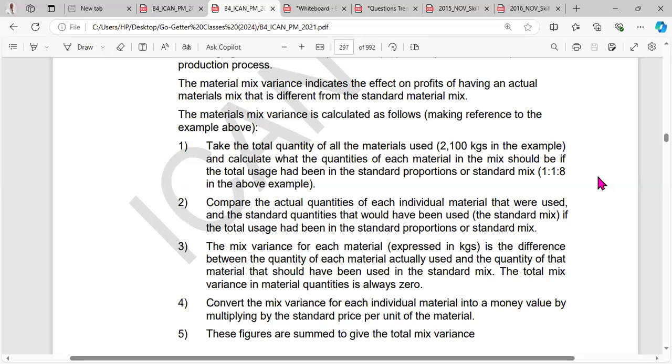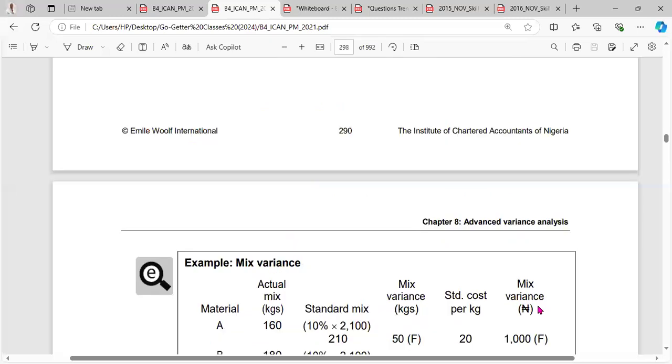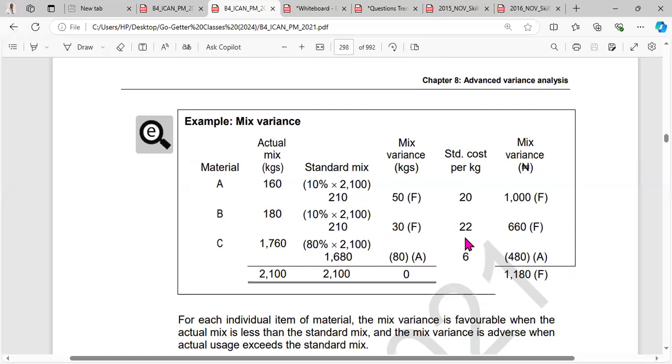Maybe we should use an example to do that. When we finish this example, I'm going to give you a standard formula, or a standard method, I use in doing mix and yield. So if you want to do mix variance, what do we do? Let's look at mix variance.